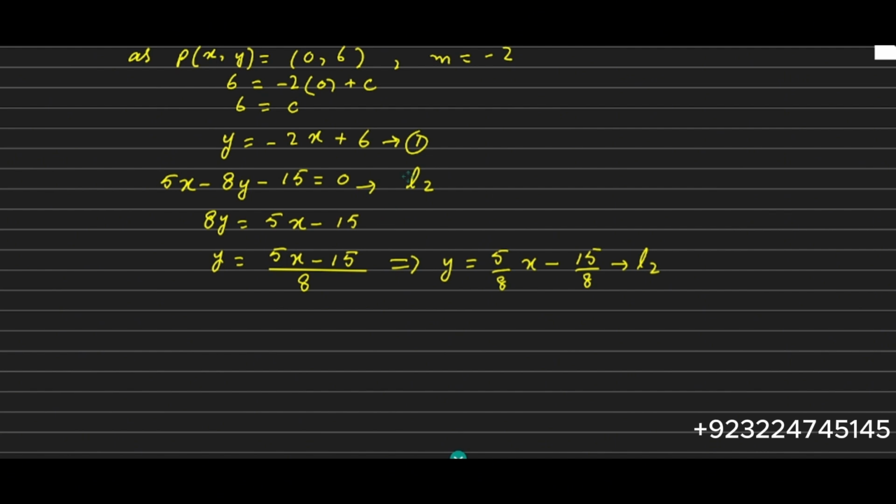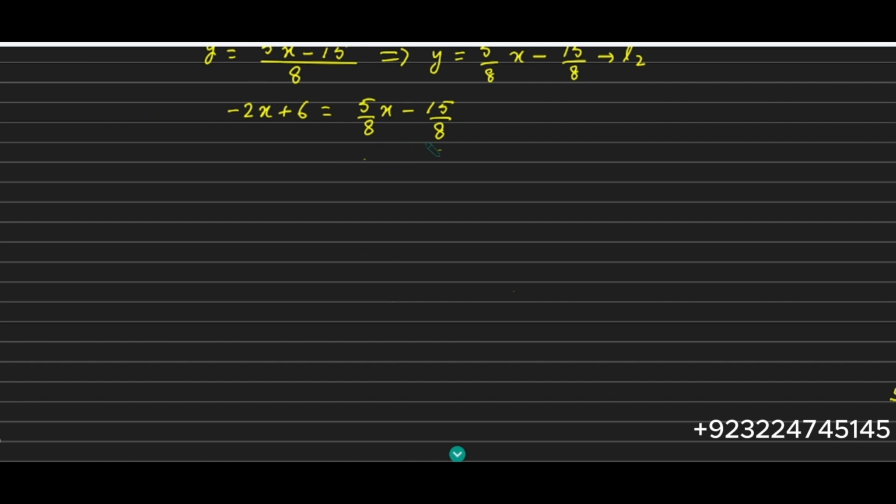So we write L1, the first equation, y equal to minus 2x plus c, and the second, y equal to 5 by 8 x minus 15 by 8. We equate the equations to find the value of x. Minus 2x plus 6 is equal to 5 by 8 x minus 15 by 8. Now multiply both sides by 8, we get 8 into minus 2x plus 6, and 8 into 5x by 8 minus 15 by 8.